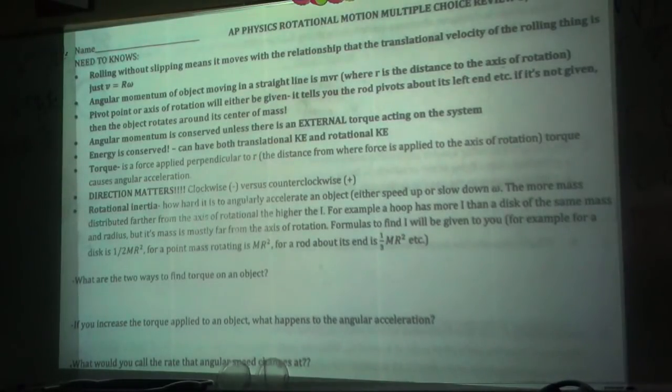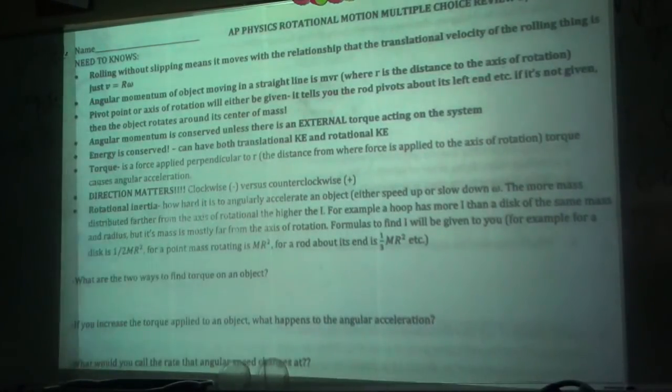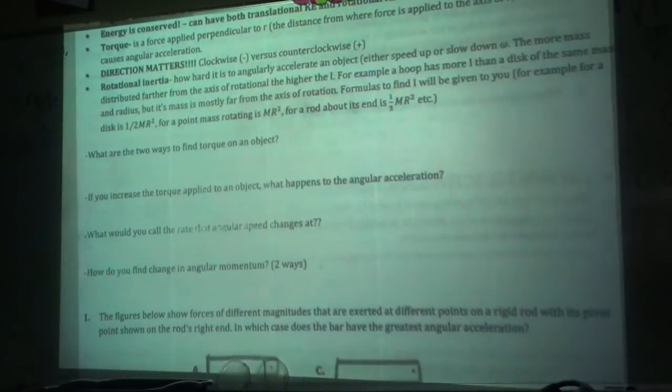All my AP physics students, please make sure that you know each of these things. I'm not going to go through and read them because you can read them yourselves. All right, two ways to find the torque on an object.